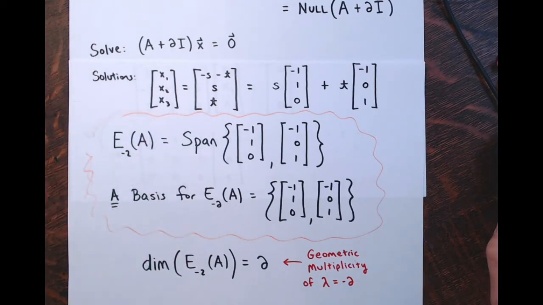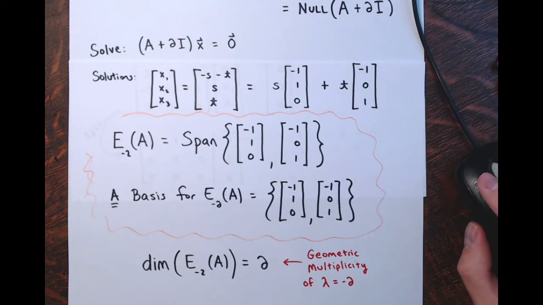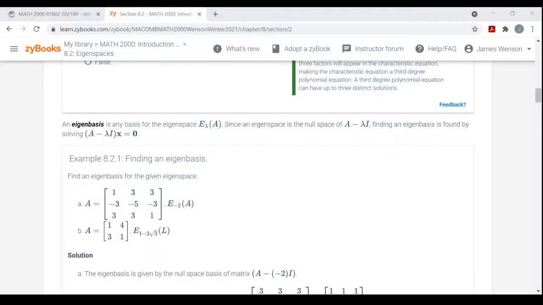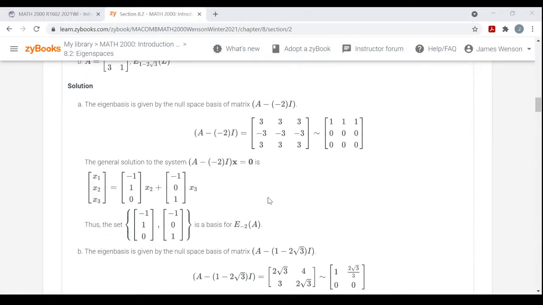Alright, so hopefully you could follow all that. Again, you've done this plenty of times before, finding the null space of a matrix, only now it's called something else as well: the eigenspace of a matrix corresponding to a certain eigenvalue. So you can read through here. I just did all that.